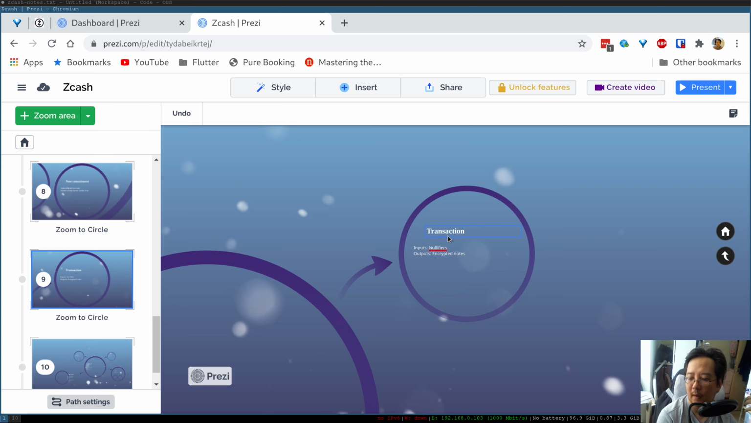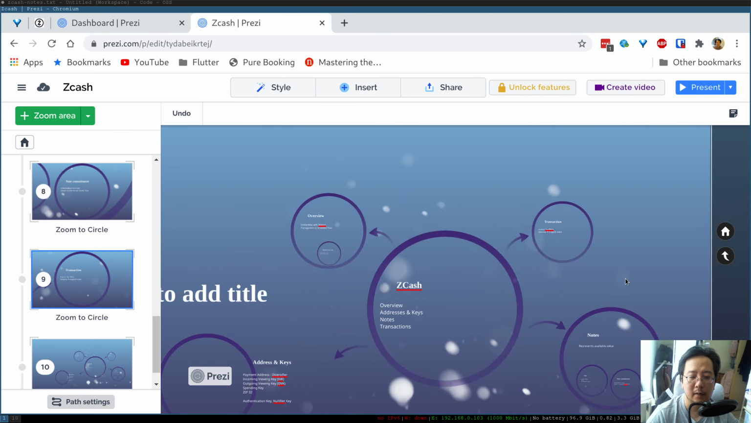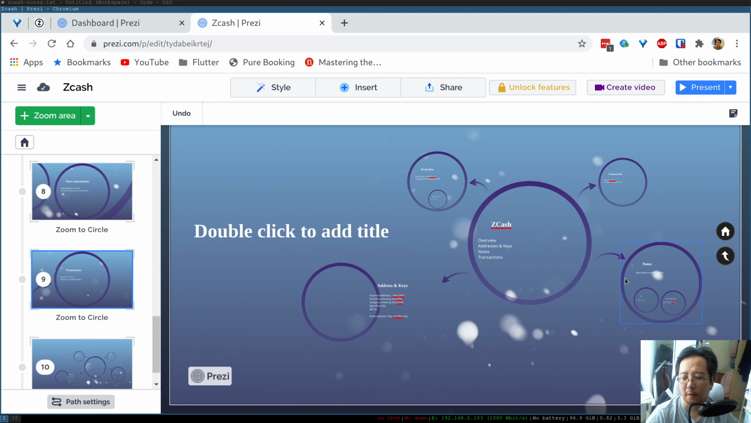Okay, so that's pretty much it. I think that we have covered most of the things that are relevant for the existing implementation of Zcash. All right, I'm just going to stop here then.